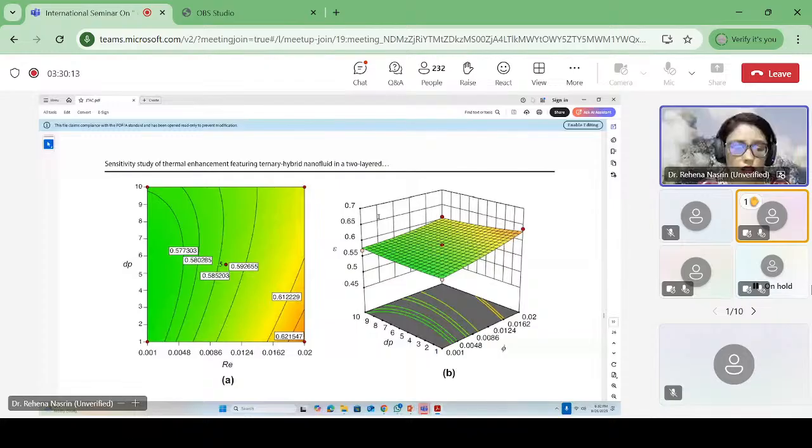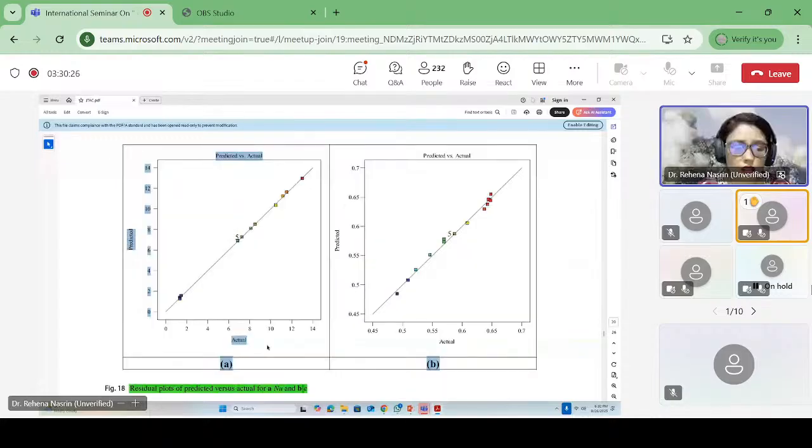And this is the residual plot, predicted value and actual value. The x-axis is the actual value, the y-axis is the predicted value. And in the sensitivity analysis, we conclude these equations 4, 5, 7, and we show these in the sensitivity graph plot.